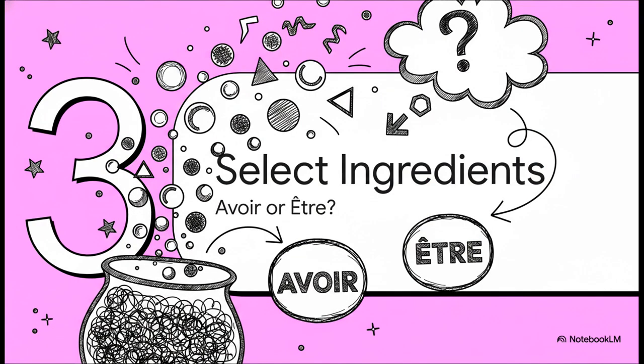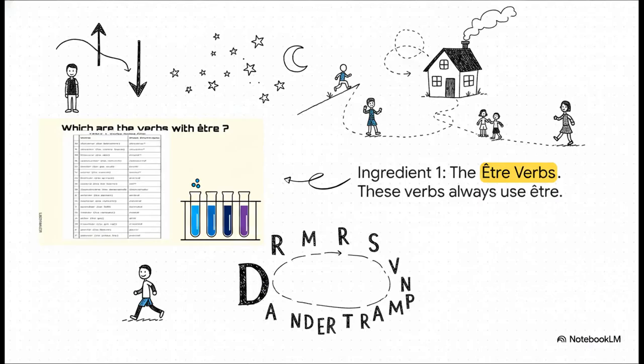Okay, let's move on to maybe the most important part of the whole experiment, selecting your ingredients. How in the world do you choose between avoir and être? So, your first ingredient to look for is the être verbs. Now, if you've studied the passé composé, this list is going to look super familiar. It's that special group of verbs, mostly about movement and changing state. You know the one, often remembered with that classic mnemonic, DRMRS Vandertramp.